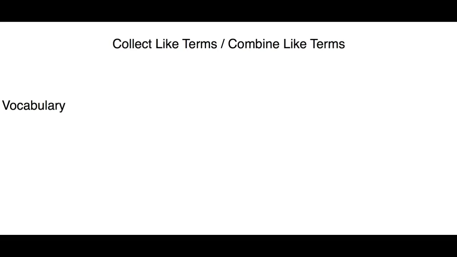Before we get started on how to solve these problems, there's some key vocabulary that you're going to need to know. For instance, if you're looking at this term 6x, the number out front, which in this case is a 6, is also known as the coefficient. And the letter, which in this case is an x, is known as the variable.